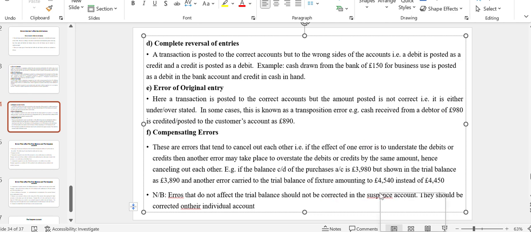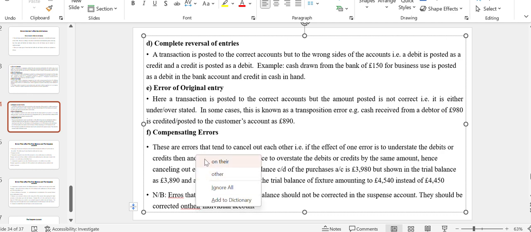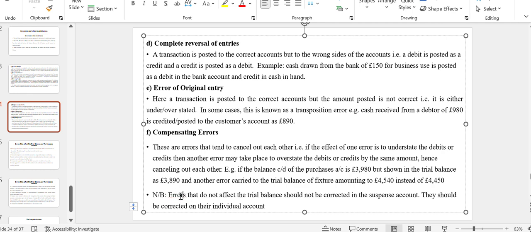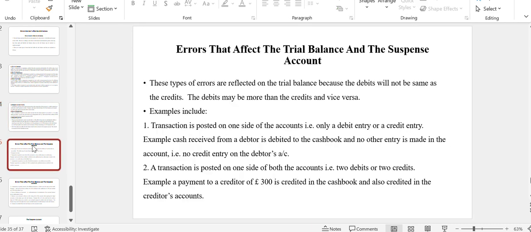So errors that do not affect the trial balance are not corrected on or in the suspense account. But now let us discuss the other types of errors. These are errors that affect the trial balance, and you can see errors that affect the trial balance go hand in hand with the suspense account.